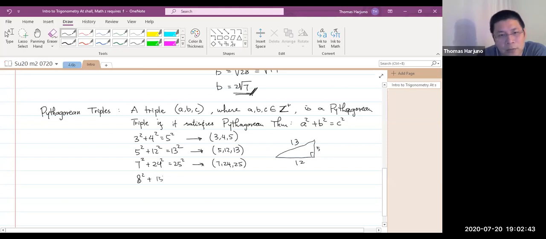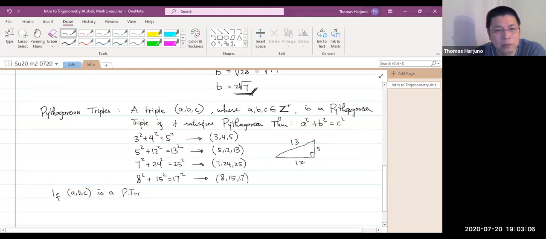15 and 17. So 8, 15, 17 is also a triple. Okay. Now, if ABC is a Pythagorean triple, then all its multiples are also triples.